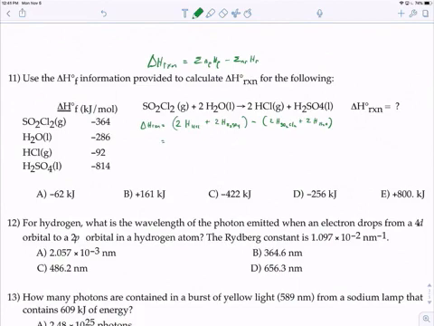So then we just plug in the numbers. Equals 2 times minus 92 for HCl. Oh, I don't need the 2 here. I'm sorry. No 2 there. Plus H2SO4 minus 4, minus 2 SO2Cl2.